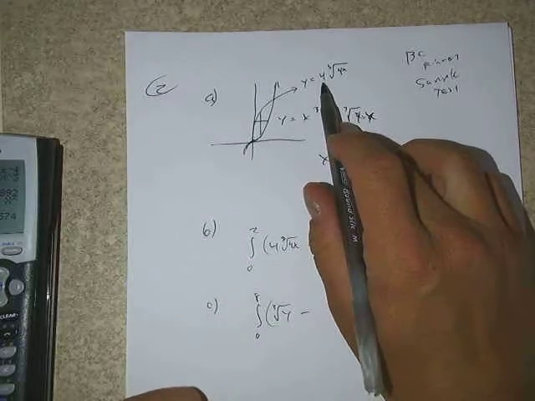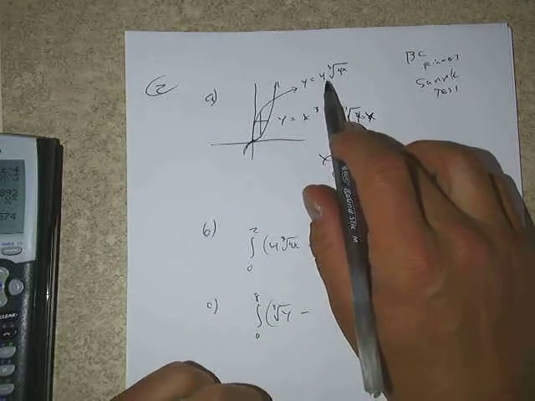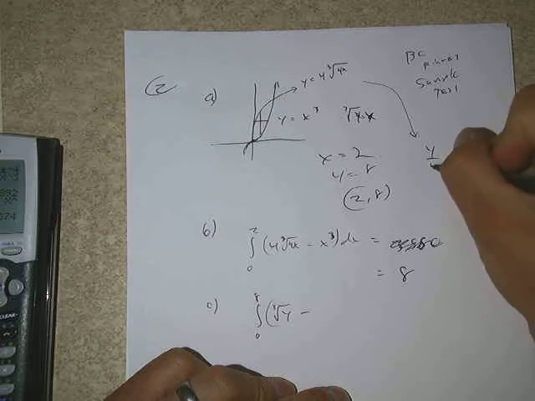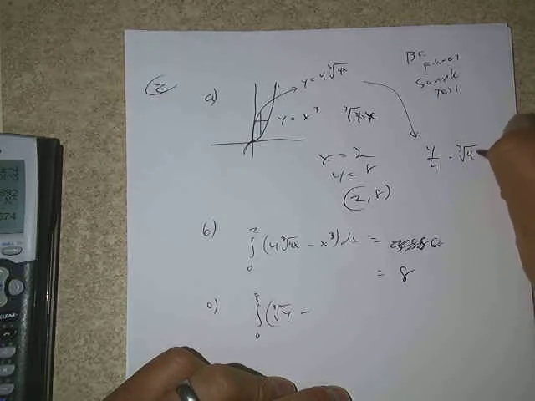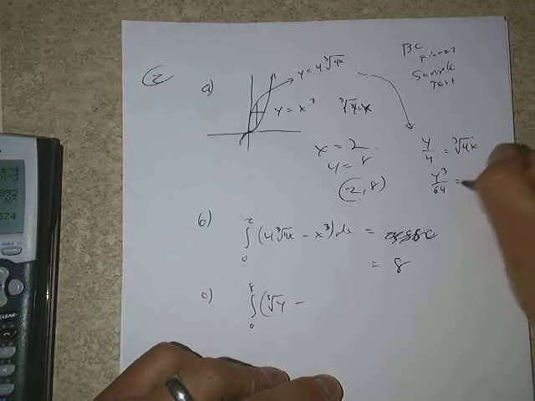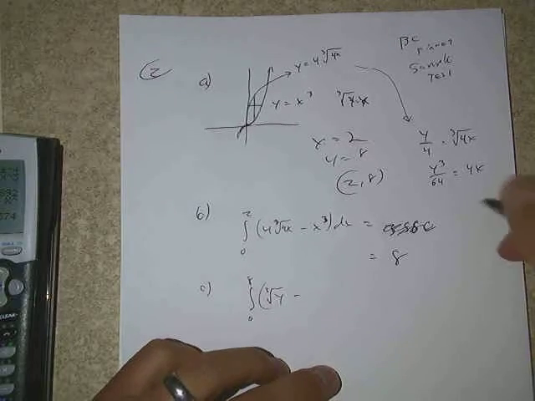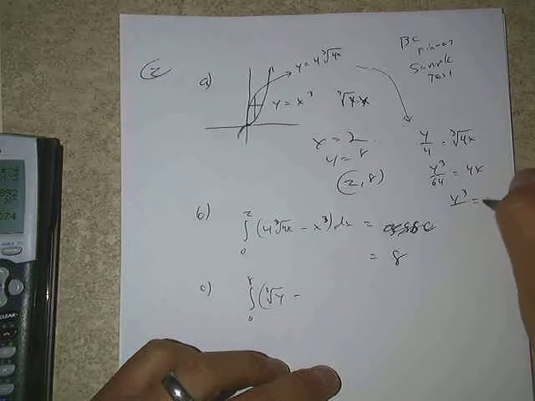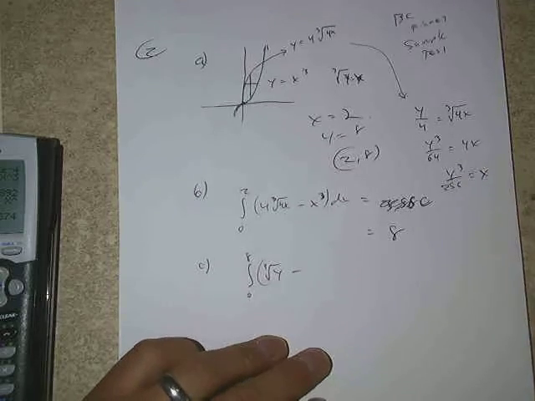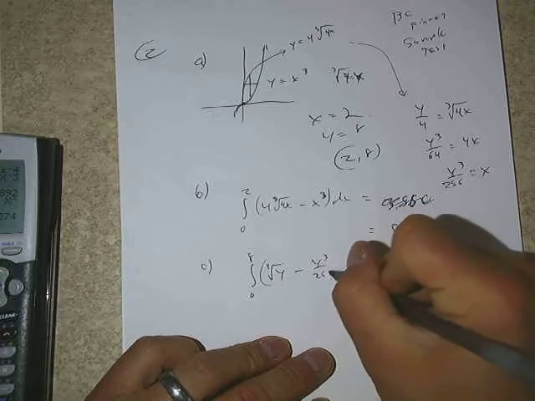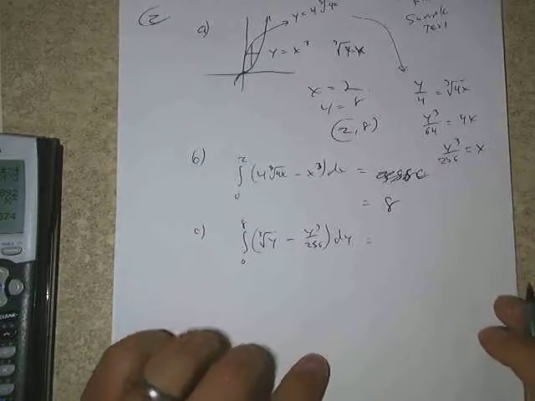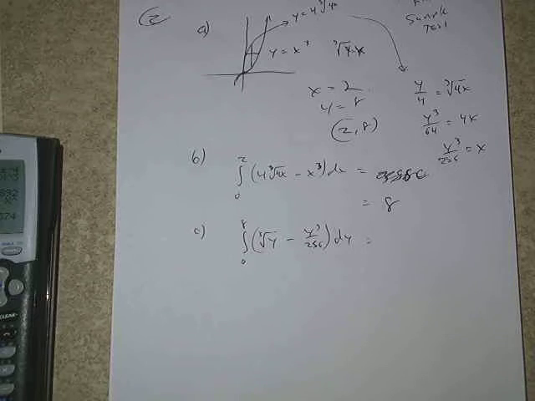And that is our right function, so we'd have cube root of y here minus something. And ultimately on this one, if we solve this one for x, we'd have to divide by 4. So y over 4 equals cube root of 4x. Cube both sides, so we get y cubed over 64 equals 4x. And then if we divide by 4, we get y cubed over 256, and 64 times 4 would be 256. dy.